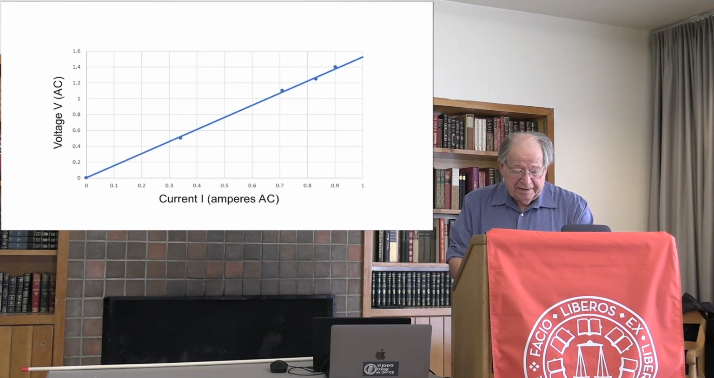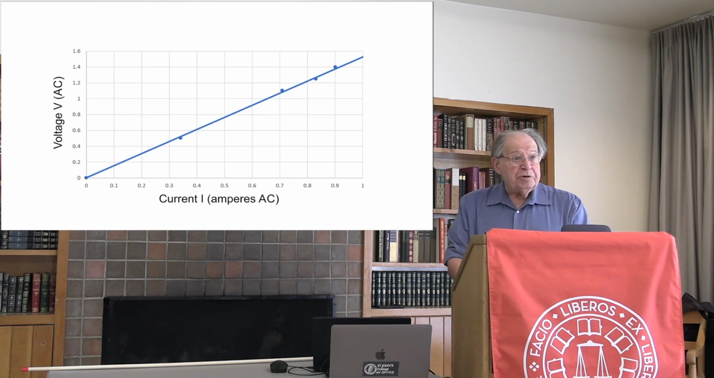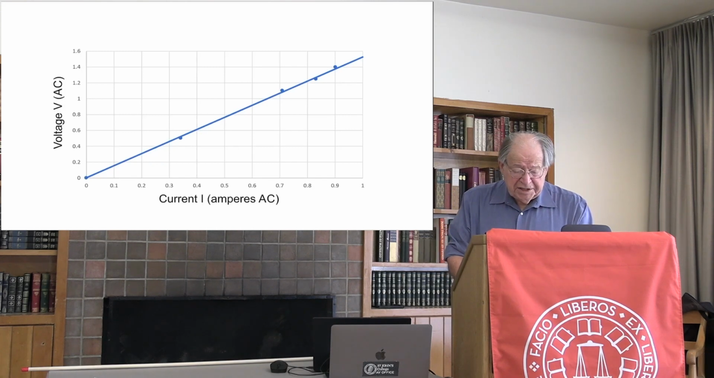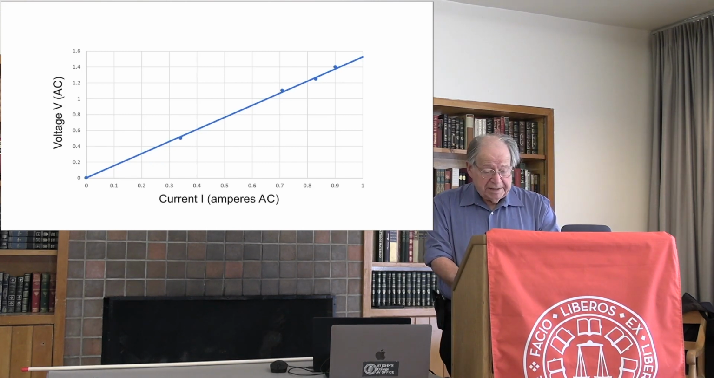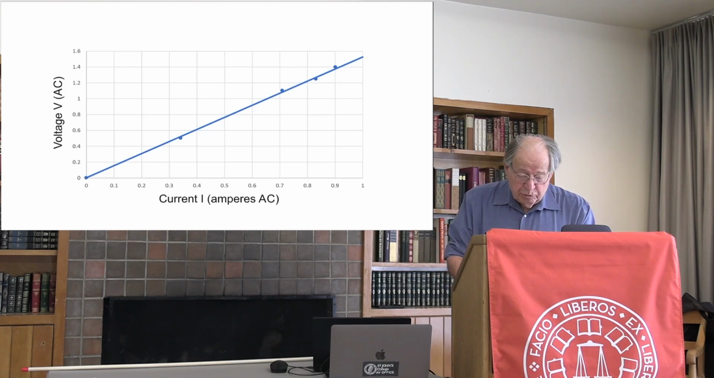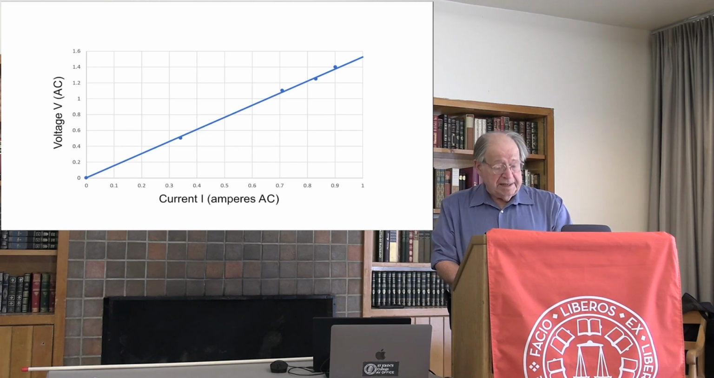And here is a graph of the results. The straight line shows that AC voltage and current are proportional in our copper wire, just as they were for DC. So it appears that the ratio of voltage to current does indeed express the resistance of a conductor, whether the current is alternating or direct, just as we had anticipated.